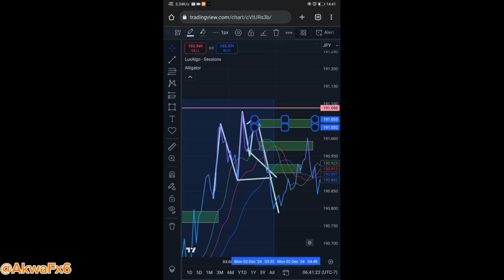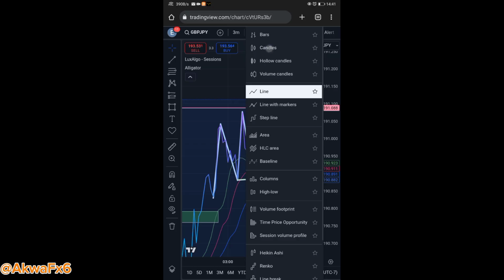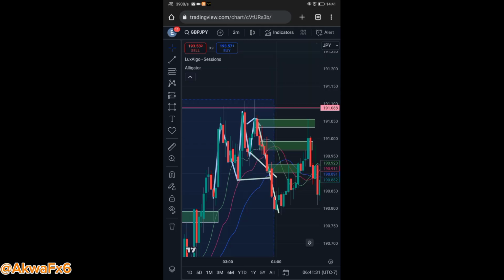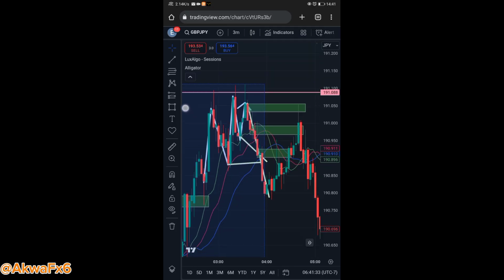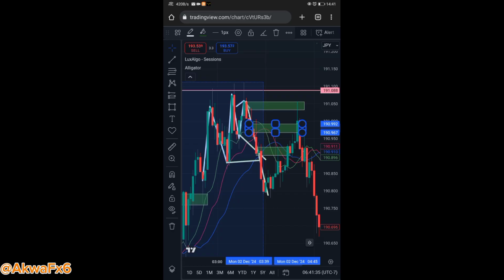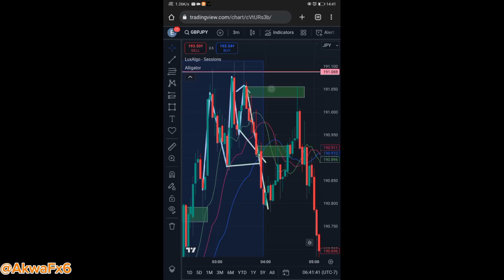So let us turn it back to our normal candle chart, for us to know what we are doing, which one was okay for us. You can see that this very zone that I marked, there was no candle there. This zone that I marked, there was no candle. So therefore, we go for this last one.